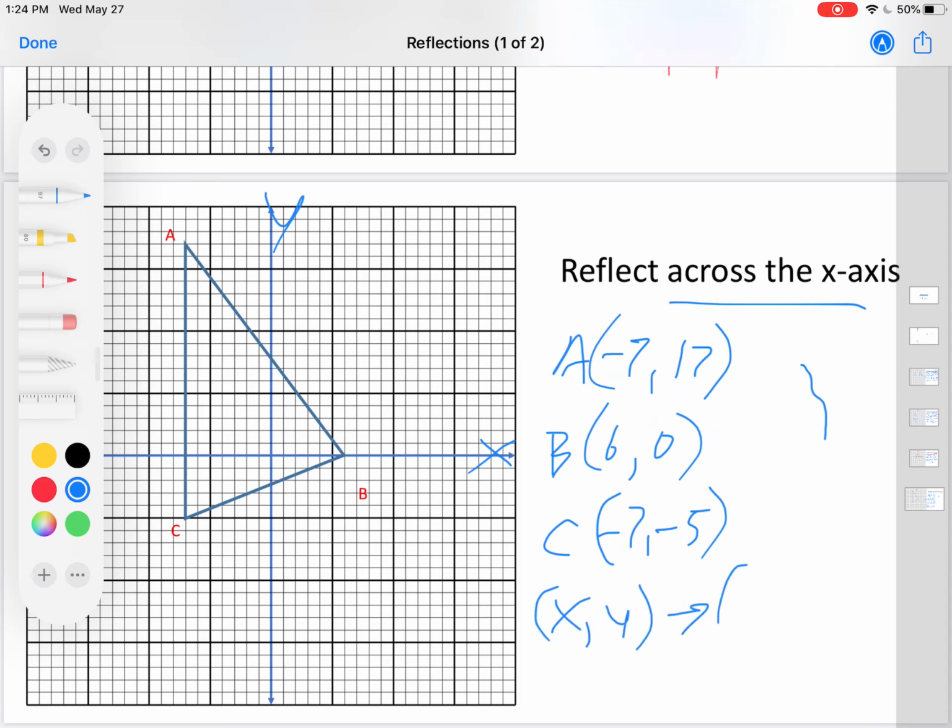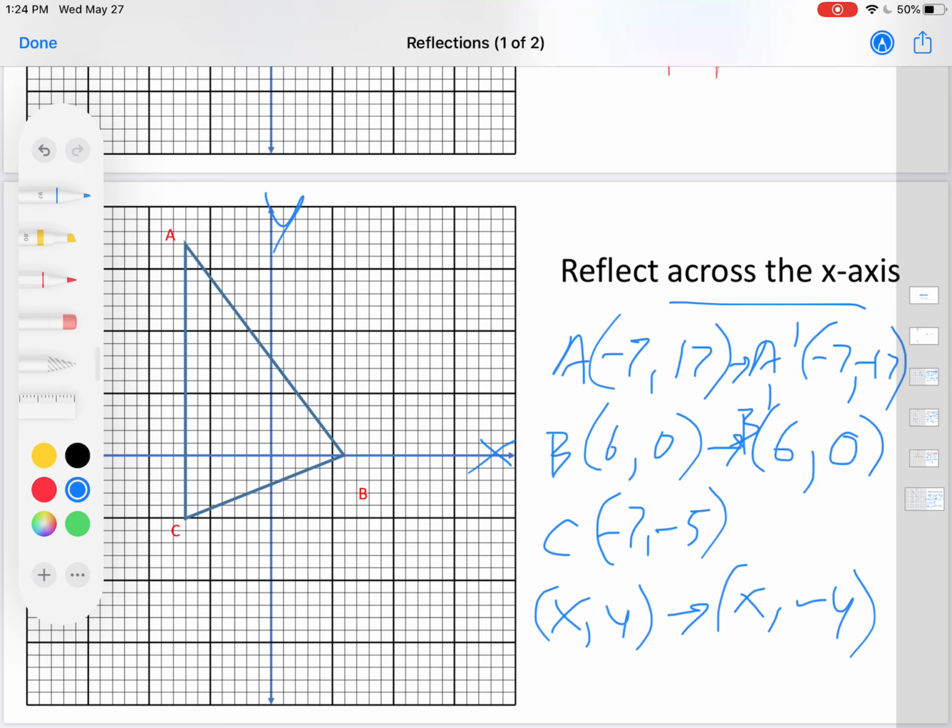(x, y): x stays the same, y changes. Okay, let's see if that works. Well, let's predict. What will be A prime? X stays the same, -7. Y changes, -17. B prime: X stays the same, 6. 0, opposite of 0 is 0. C prime: X stays the same, -7. Y changes, +5.